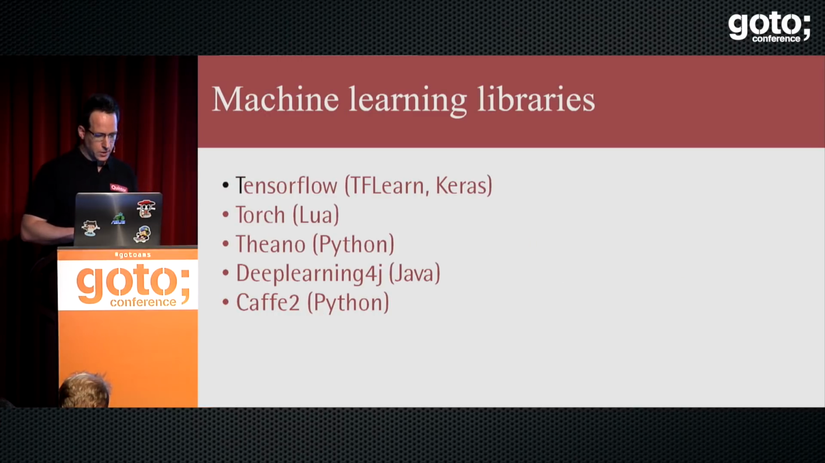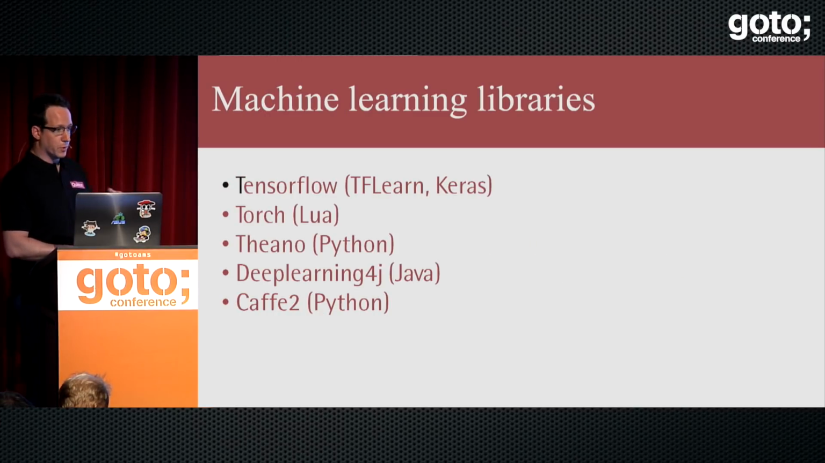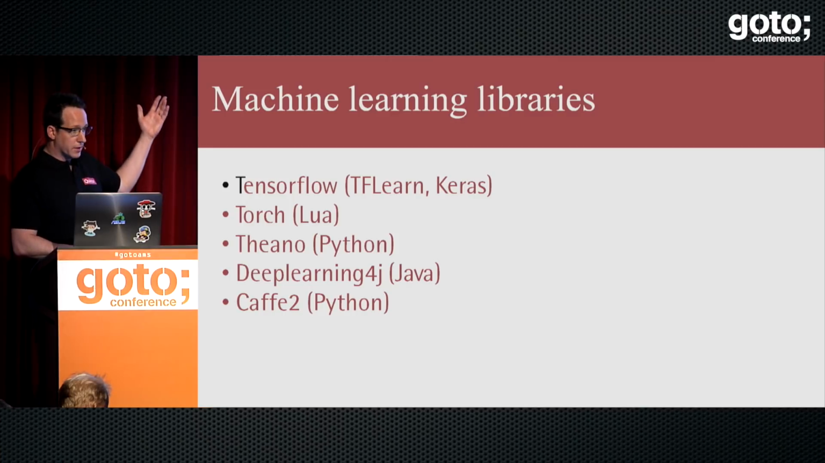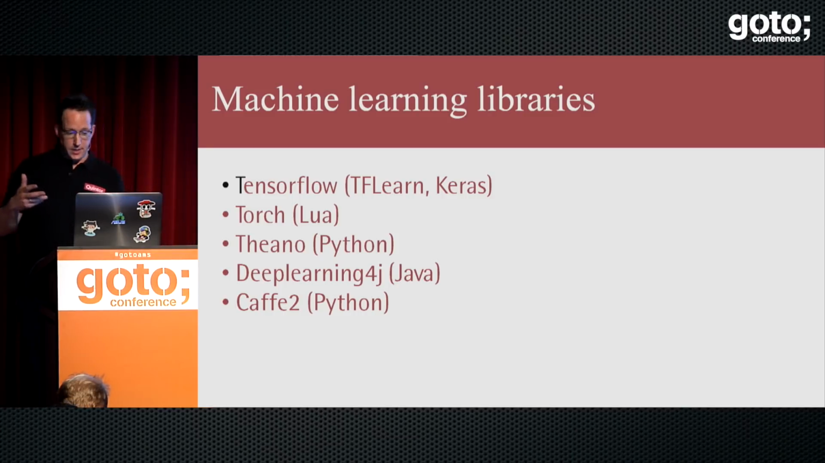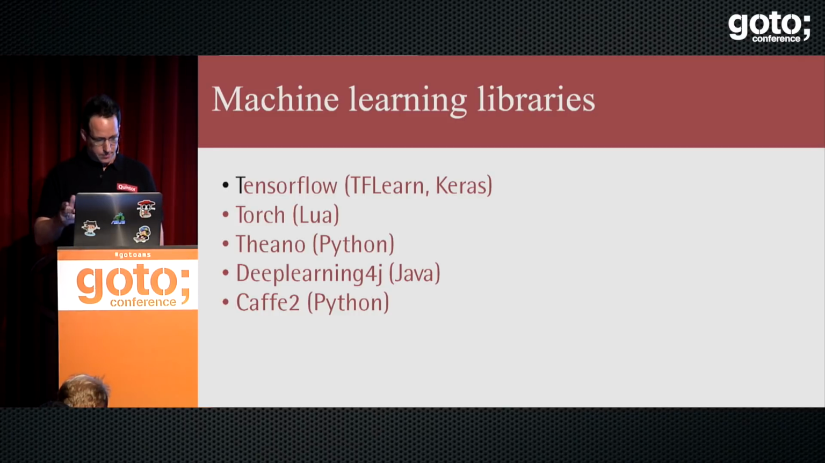Well, for example, machine learning libraries that you could use if you want to do it on your own are TensorFlow, TF-Learn or Keras, Torch, which is Lua, Theano, Python, Deep Learning for J, someone did do it, Java, and Caffe 2. And there are several others, but these are the most common.